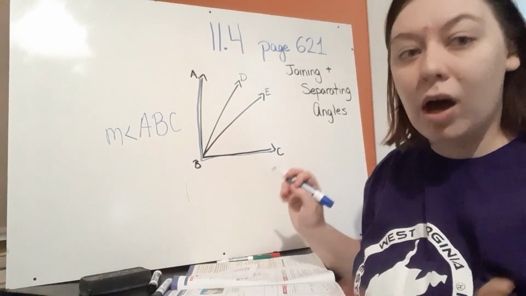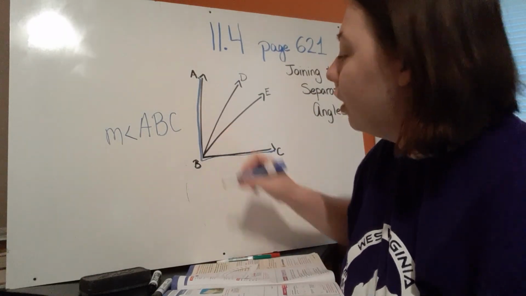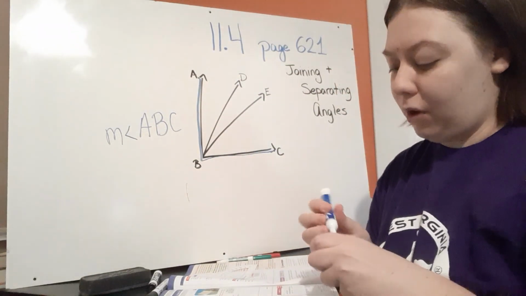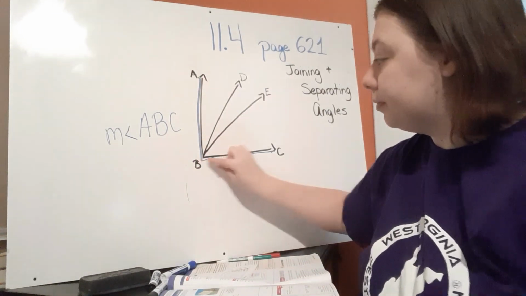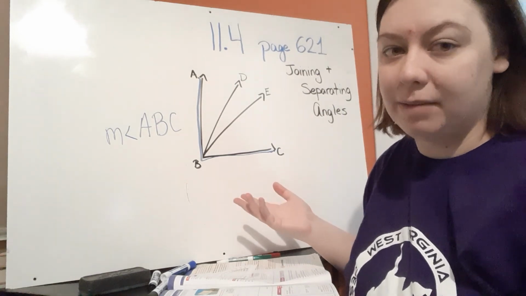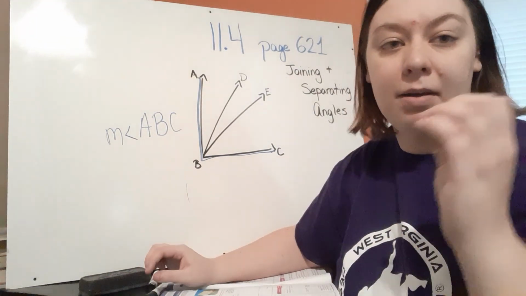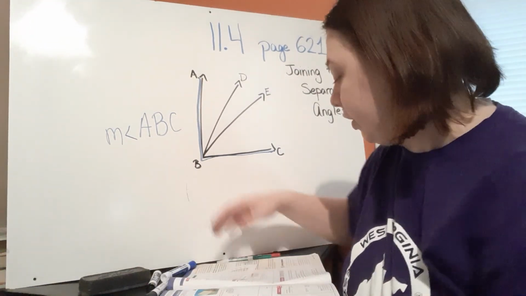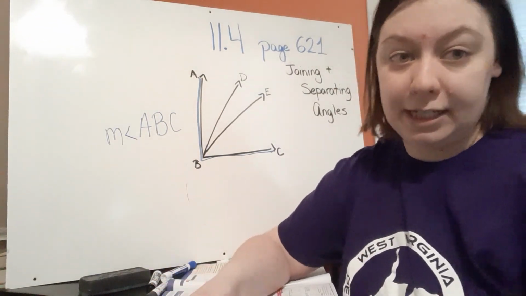Now, what the lesson wants us to do is figure out what these smaller angles measure. And all of those smaller angles should equal, when they are added up, the total that we find for ABC. So right now, I want to measure my whole angle. Everyone should have a protractor. If you don't know how to use one, we're going to talk about it today.